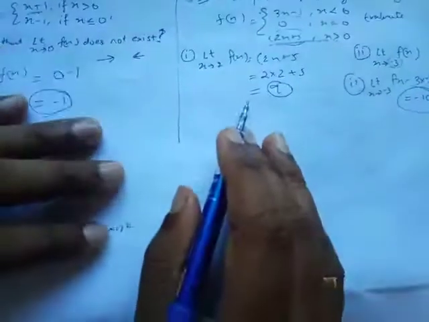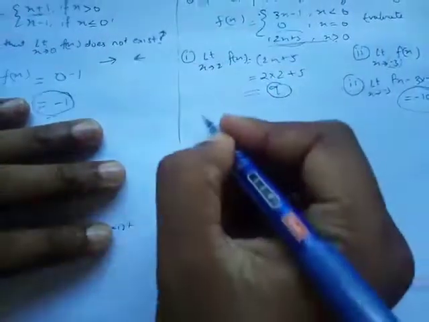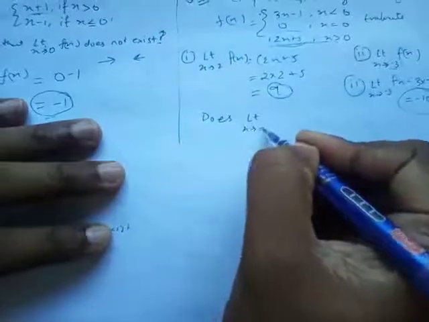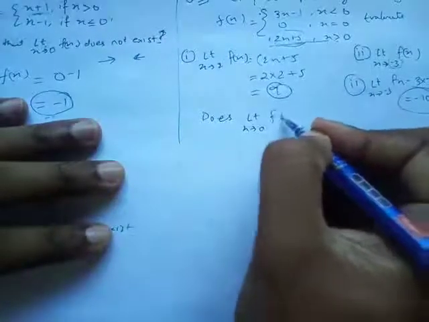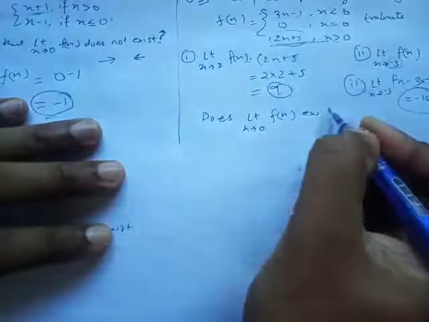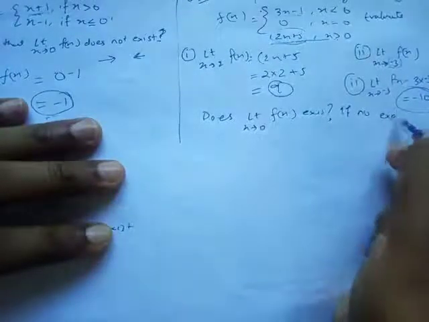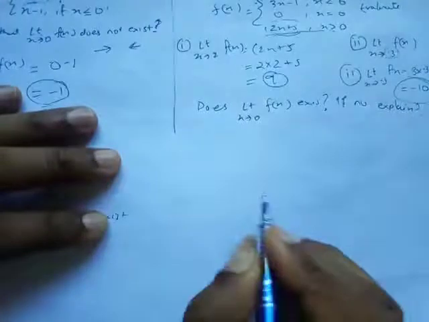Now, there's one more question. If you read the line, it says, does the limit for x tends to 0 of f(x) exist, they're asking. If no, explain why. Okay, this is the question.